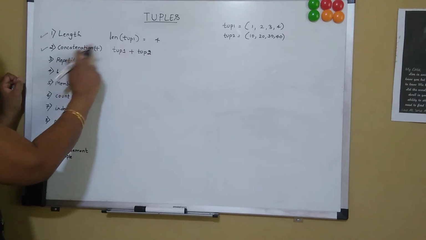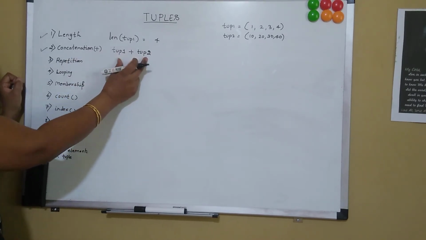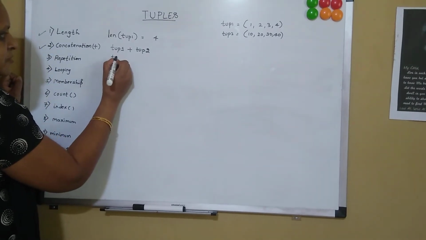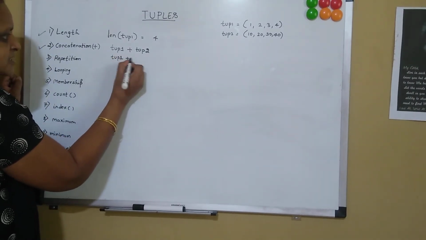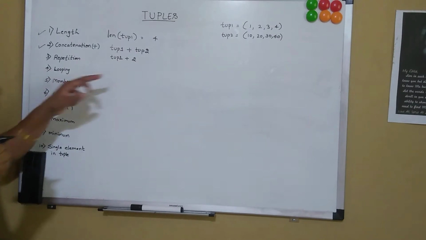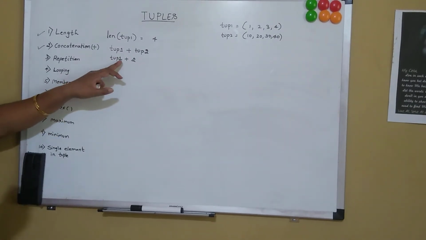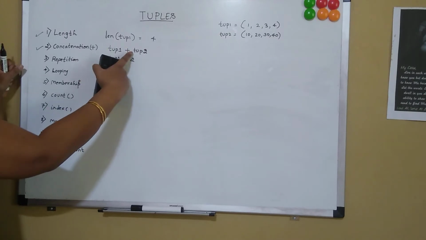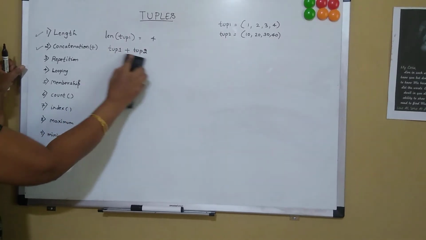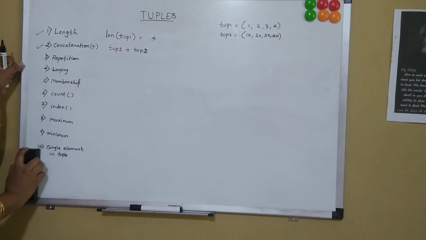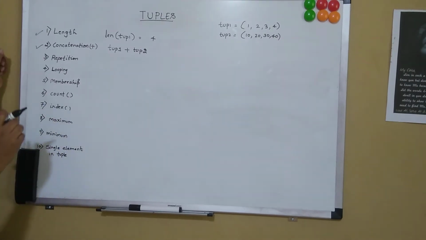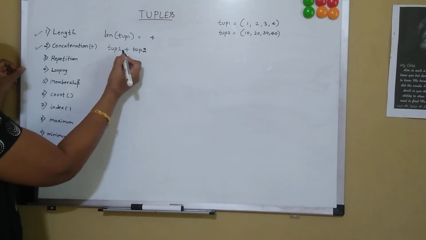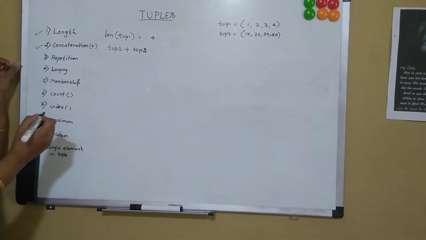Always concatenation happens between two tuples. We cannot say tuple 1 plus 2. We cannot have a numeric integer added to a tuple. Only tuple 1 plus tuple 2 is valid. Tuple 1 plus 2 is not a valid concatenation operation. So we should basically have two tuples in order to do the concatenation.